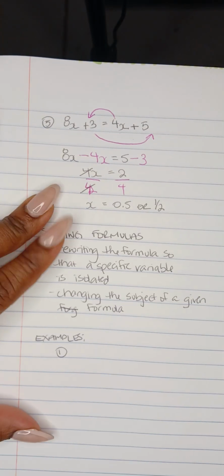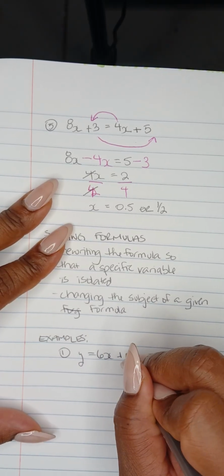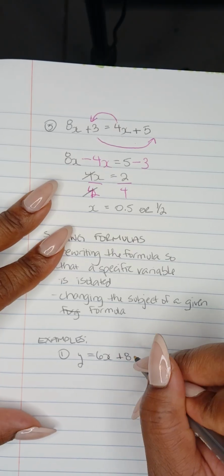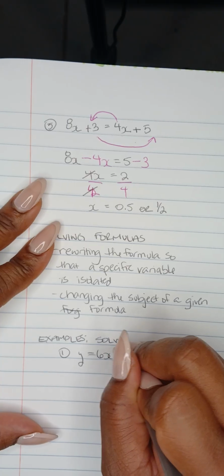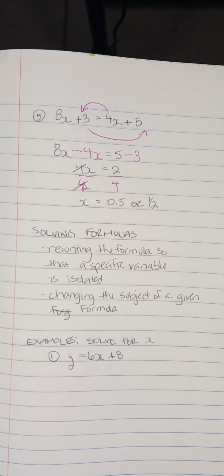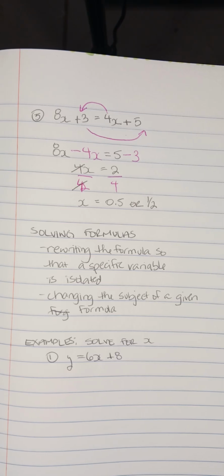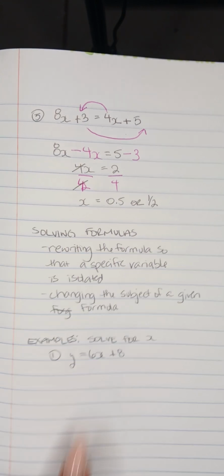Let's say we start off with y equals 6x plus 8. Okay? But the instruction is, solve for x, right? So that means you want to rewrite this given formula so that x is the subject, so that x is on one side of the equal sign by itself, okay? So now we see currently it is 6x plus 8. So we want to remove this 8.